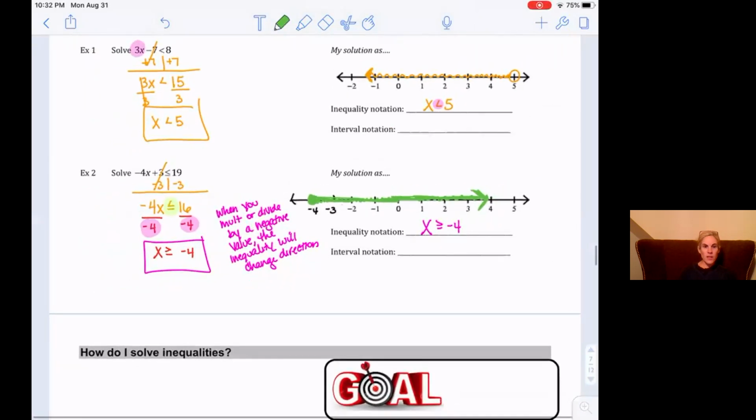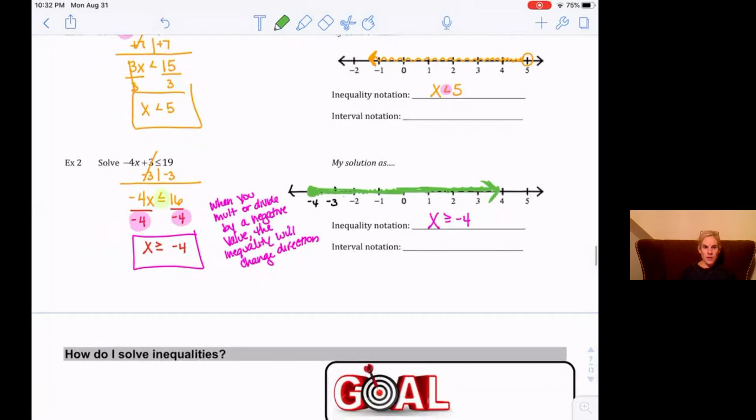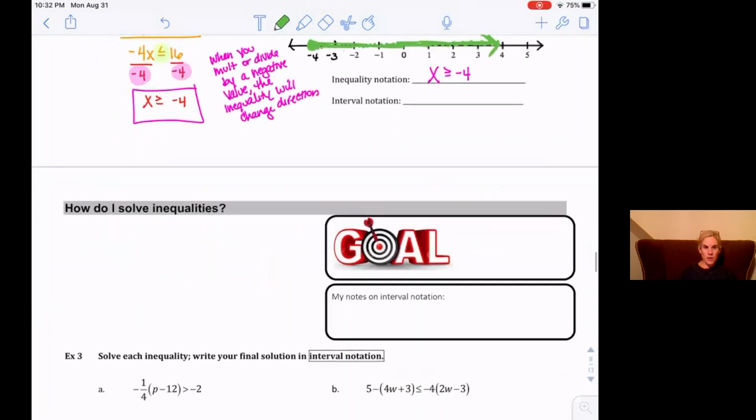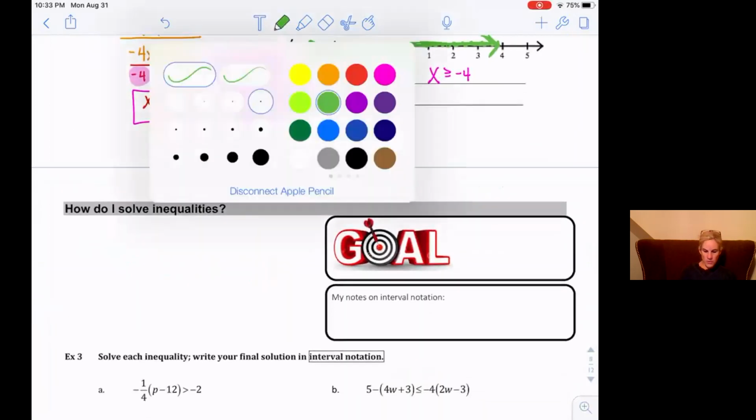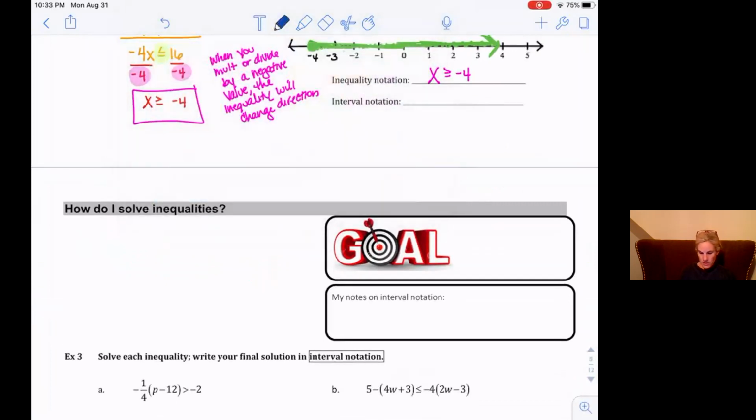All right, so how do I solve inequalities? Well, our overall goal when we're solving them should be to isolate x. All right, so how do I do that? The first thing that we want to do is use inverse operations to isolate x.